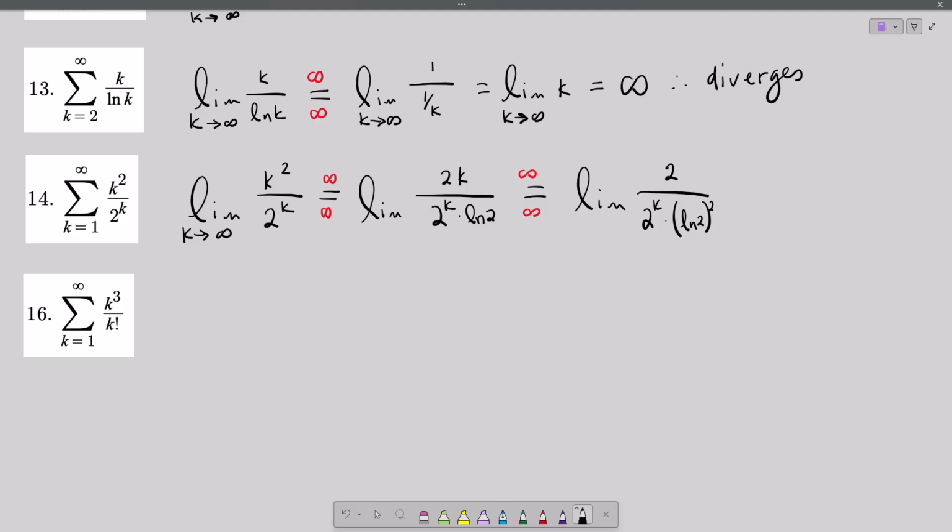And now we have a basic limit. Basic limit is where the top is constant, the bottom is going to infinity, so those fractions are going to 0. Right? So that's one of our basic limits. When the top is constant and the denominator is growing without bound, the limit is 0. So therefore, does this converge, diverge, or inconclusive? Inconclusive.